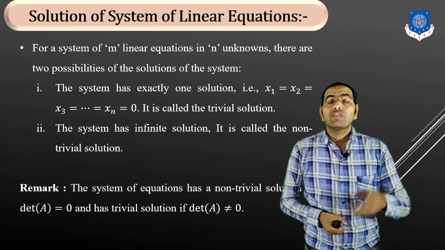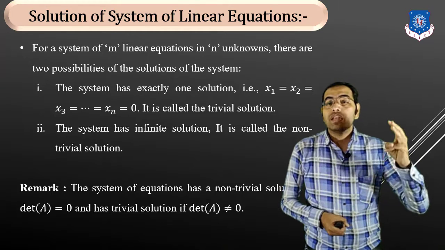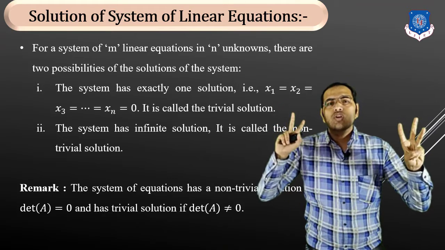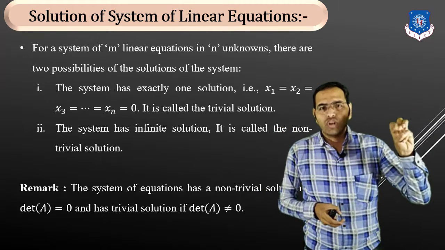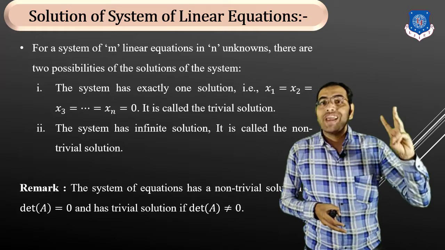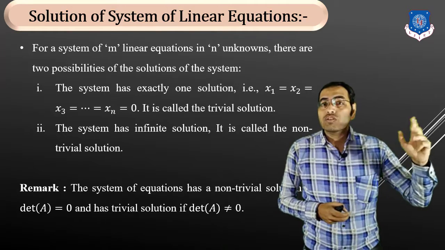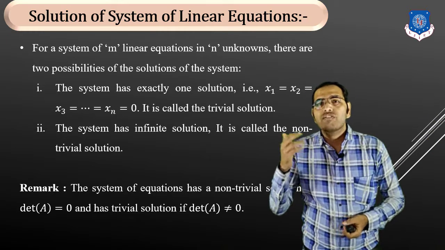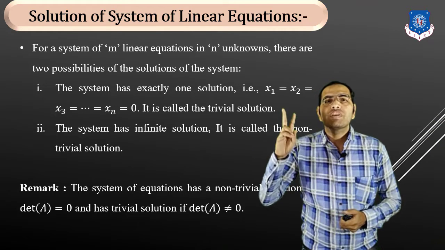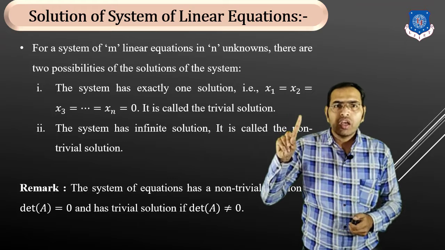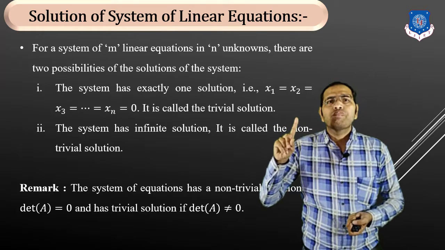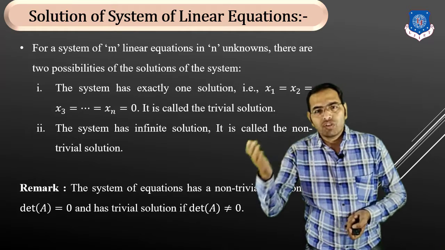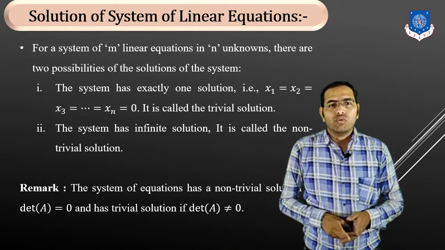If the system is non-homogeneous, then it has a total of 3 possibilities, and a homogeneous system has a total of 2. A non-homogeneous system has a unique solution, infinitely many solutions, or no solution, which is also called consistent and inconsistent. If it is a homogeneous system, then it has basically 2 solutions: a unique solution, or exactly one solution, or we can say infinitely many solutions. That means the trivial solution and the non-trivial solution.